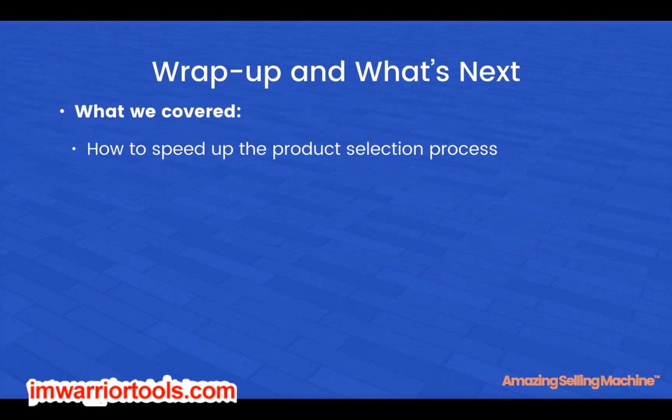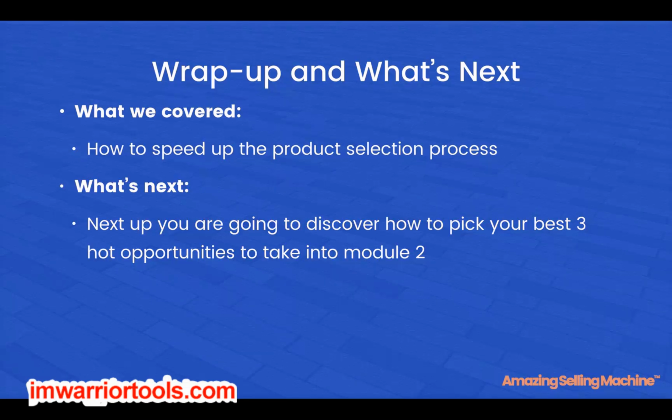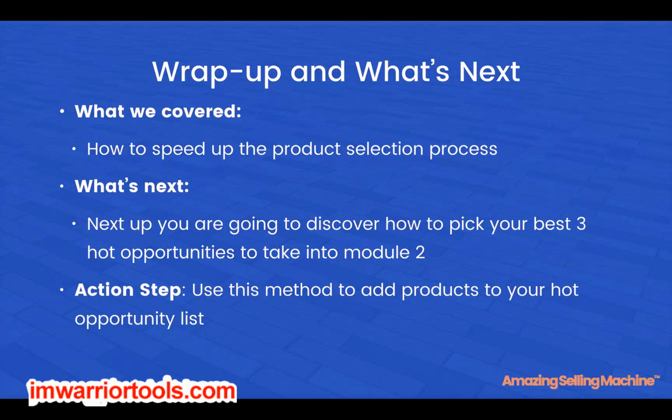So what did we cover? Well, we covered how to speed up the product selection process by finding primary products and checking for viability with competing products at the same time. In the next lesson, you're going to discover how to pick your best 3 hot opportunities to take into module 2. Your action step: use this method or the previous method to add products to your hot opportunity list.